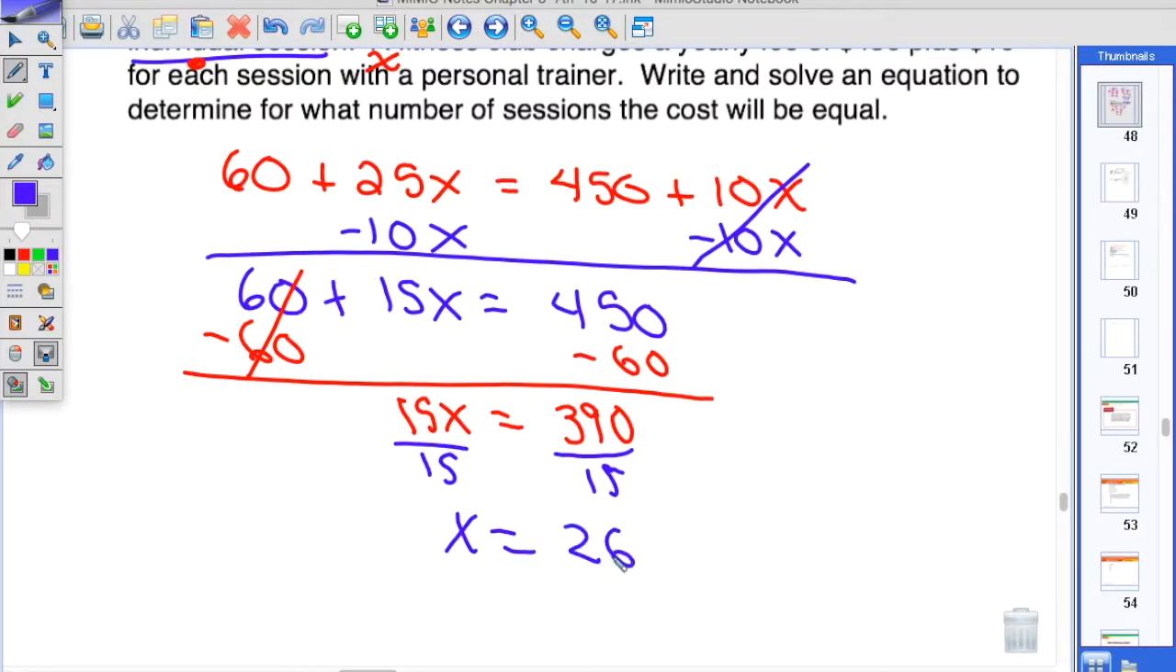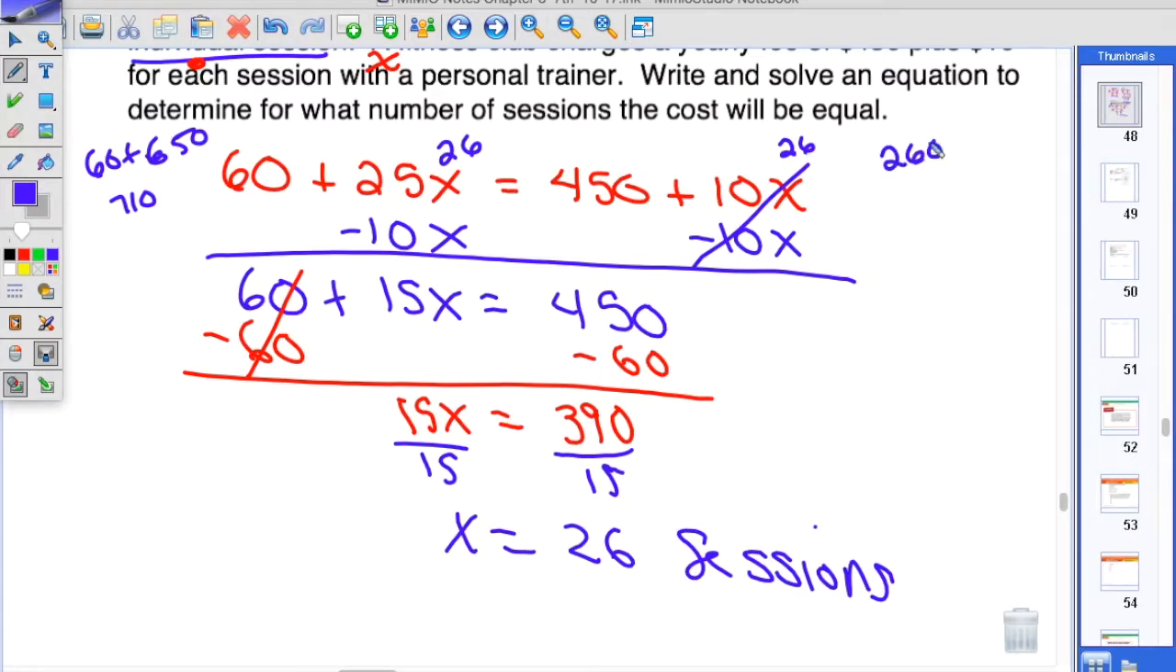So for the cost of each of them to be the same, it's when they do 26 sessions. By substituting in the 26, you can see that they're the same. 25 times 26 gives you 650, and this would be 60 plus 650 to give you 710. And when you substitute the 26 in for the x, that gives you 10 times 26, which is 260, plus your 450 to give you 710. So 26 sessions and they would pay the same amount.